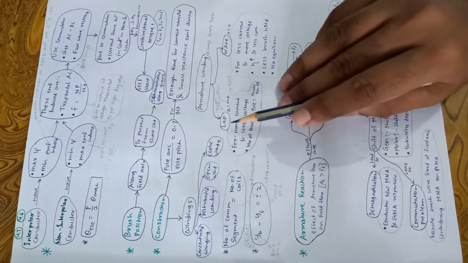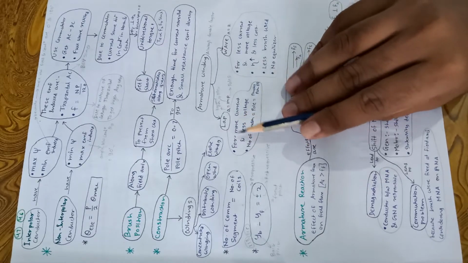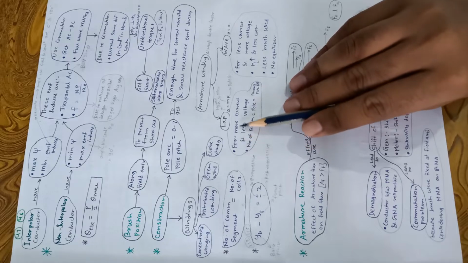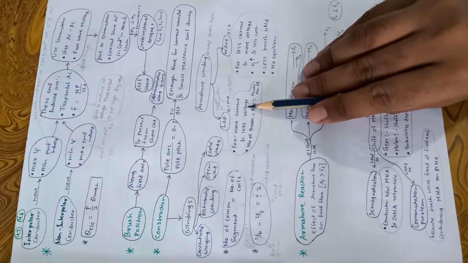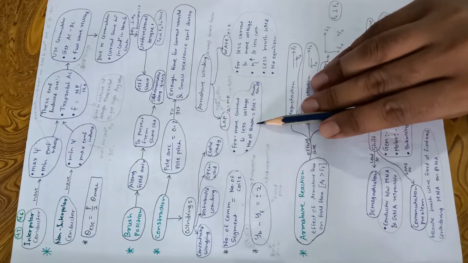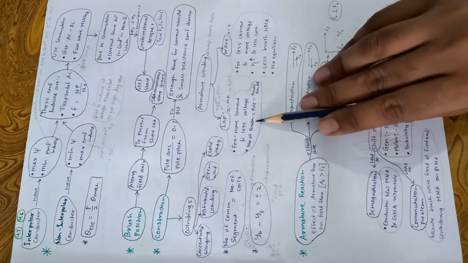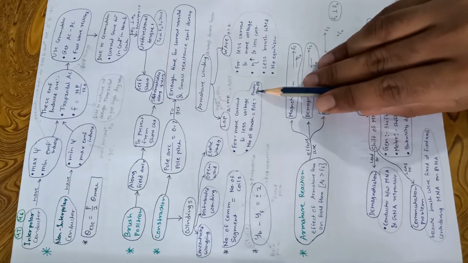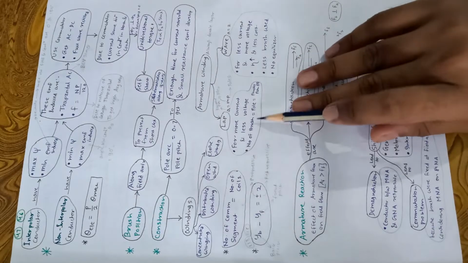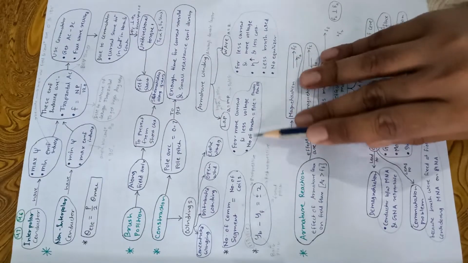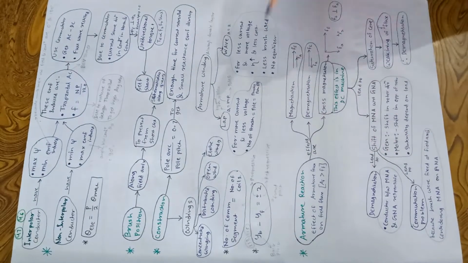And if we use lap winding, then we get more current but less voltage. Number of brushes is equal to number of poles is equal to number of parallel paths, okay. Remember these things, okay.